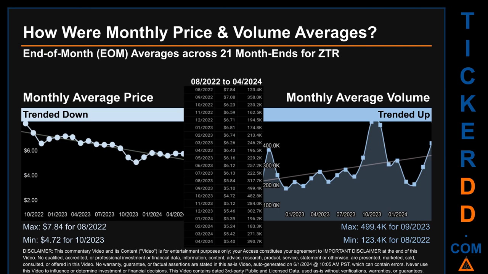The maximum end-of-month average price was $7.84 for 08-2022 while the minimum was $4.72 for 10-2023. Looking at volume, 09-2023 and 08-2022 respectively saw the highest and lowest monthly average volume at 499.4 thousand and 123.4 thousand.